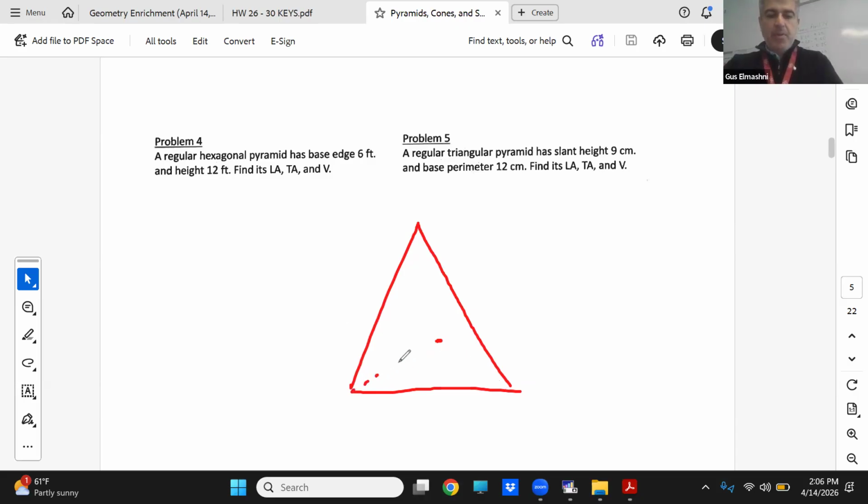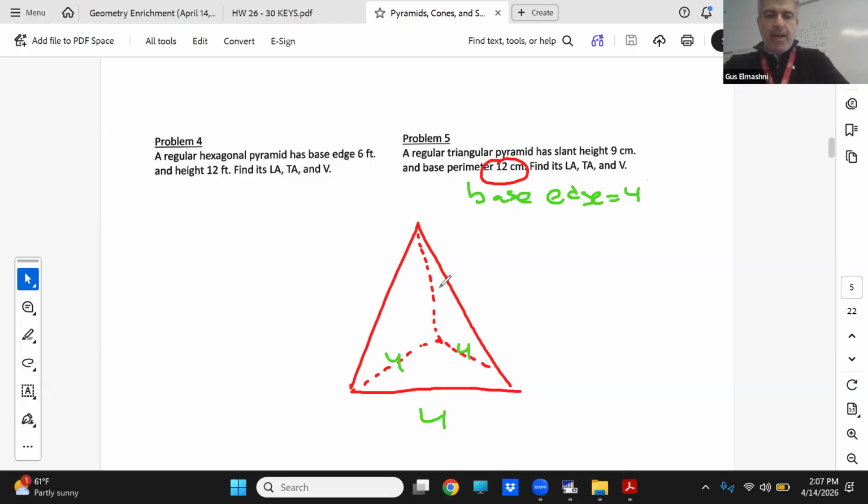Let me do these dashes. When you do three-dimensional diagrams, it really helps to do dashes like that. It can kind of play tricks on your head, like the image is going in or out of the page. The base perimeter is 12. So how long is each side of the base? Good. Base edge is 4. So 4, 4, and 4.